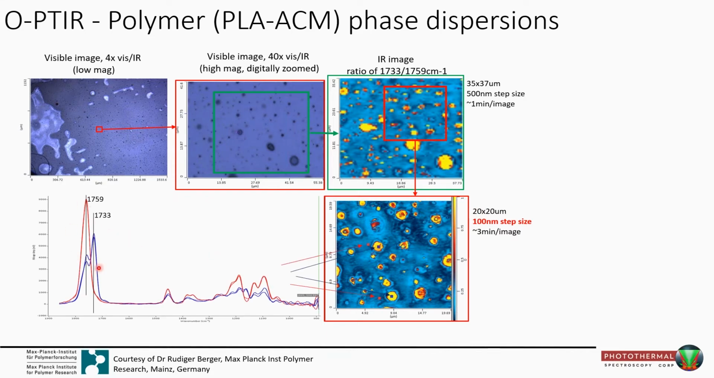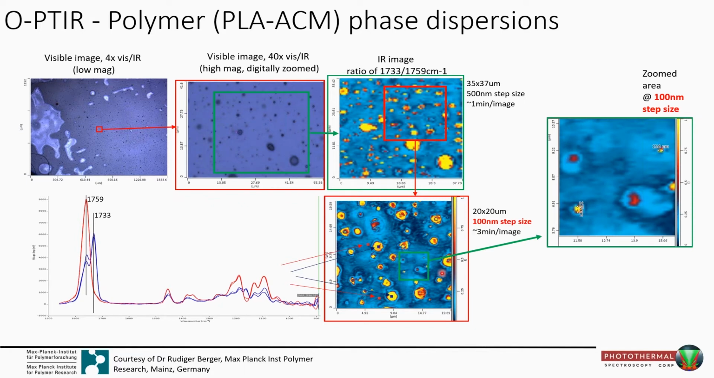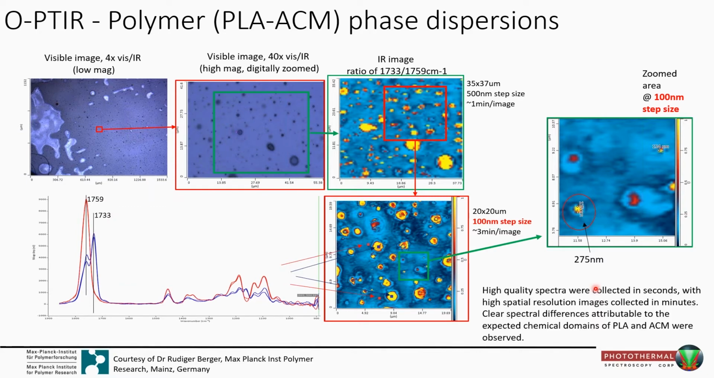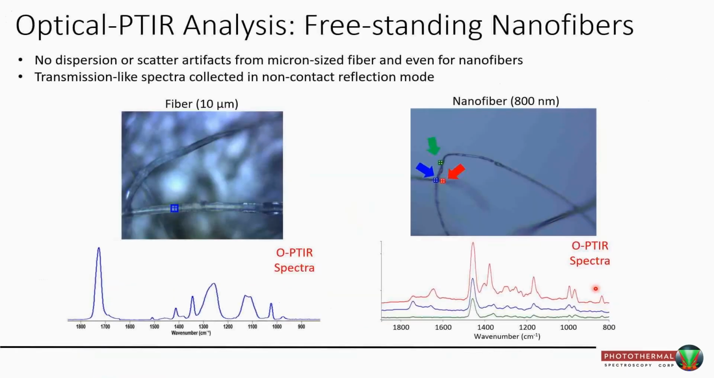Some spectra from on and off these hotspots kind of indicate where the chemical contrast comes from, differences in these carbonyl peaks. But if we really zoom into this small area here, you can see that some of these smallest features here are 275 nanometers. So we're using infrared light here to see features that are in the 200s of nanometers, all without any contact, without any AFMs and the like.